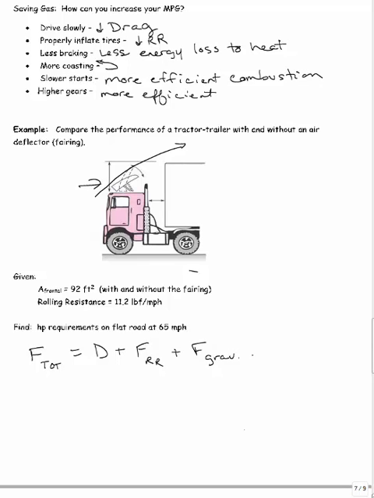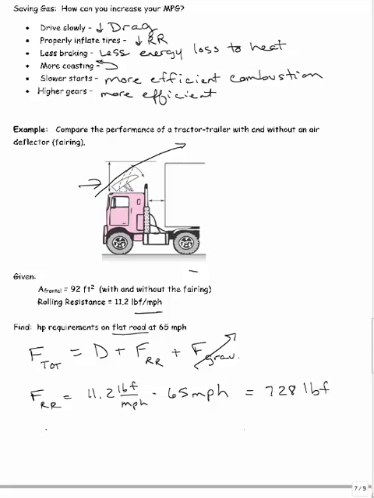But this is on a flat road, so we can cross out gravity. Alright, so let's calculate rolling resistance because we have everything we need. I think if you just look at these units, you can figure out how to find rolling resistance. F rolling resistance is going to be this 11.2 pound-force per mile per hour times 65 miles per hour. Comes out to be 728 pounds. Whew. Be hard to move that thing from a standstill.